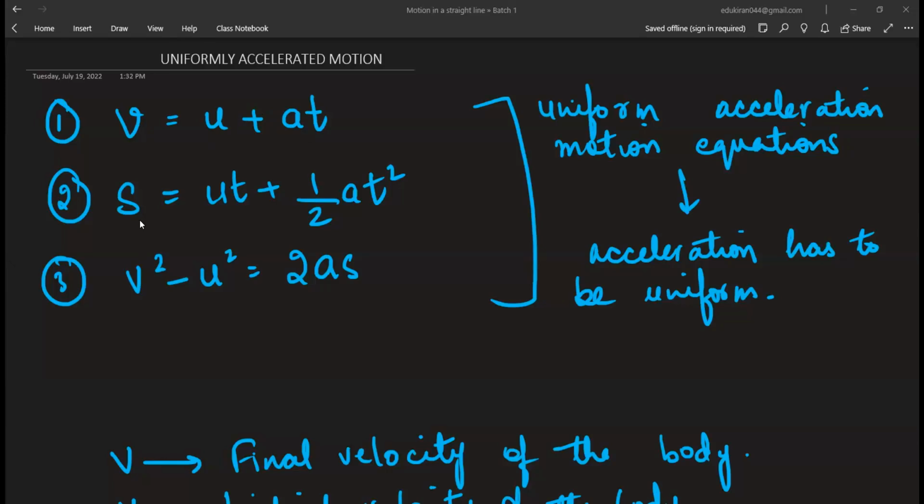Square. S is the distance. U again is the initial velocity. T is the time.